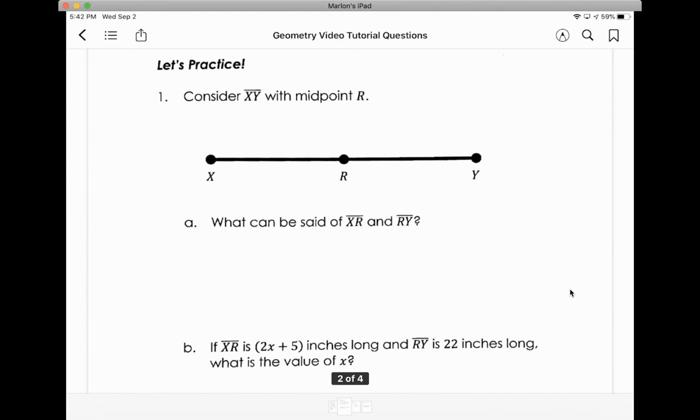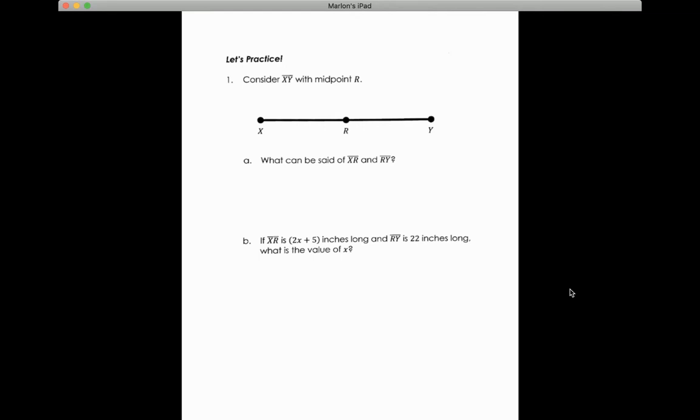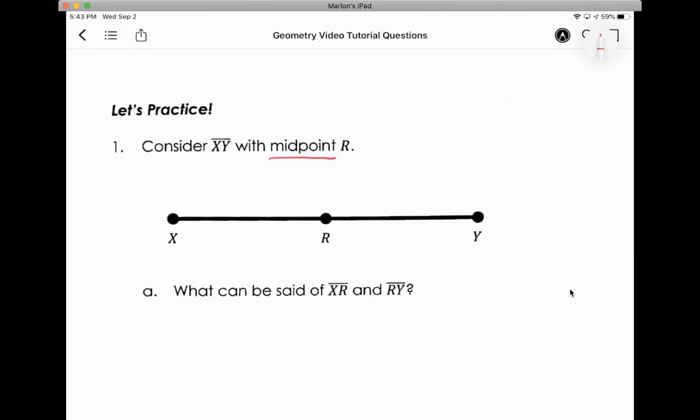So this time we have one question with two separate questions. Let's read the problem and see how we could work it out. Consider segment XY with midpoint R. Again, our keyword for this question is, of course, midpoint. Basically, for this particular problem, we're going to solve for the midpoint of a segment.